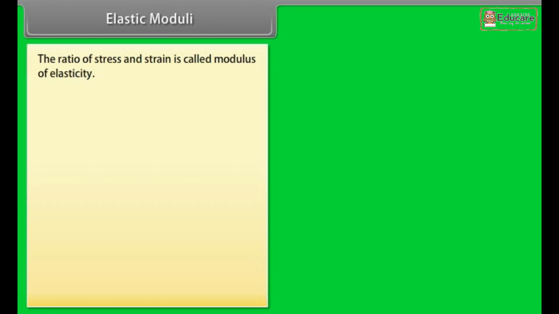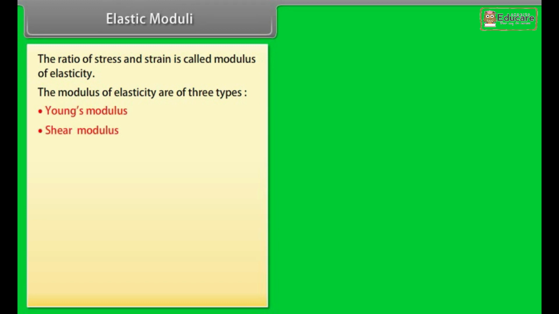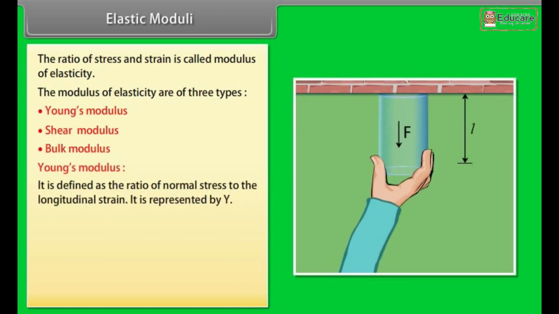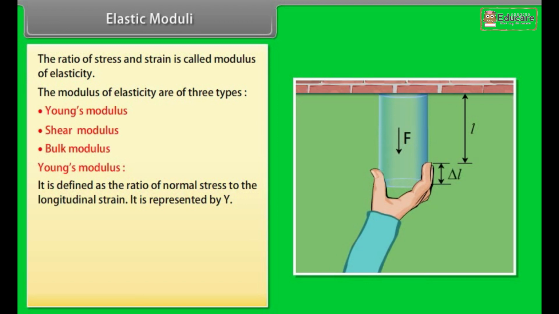The ratio of stress and strain is called modulus of elasticity. The modulus of elasticity is of three types: Young's modulus, shear modulus, and bulk modulus. Young's modulus is defined as the ratio of normal stress to the longitudinal strain. It is represented by Y.